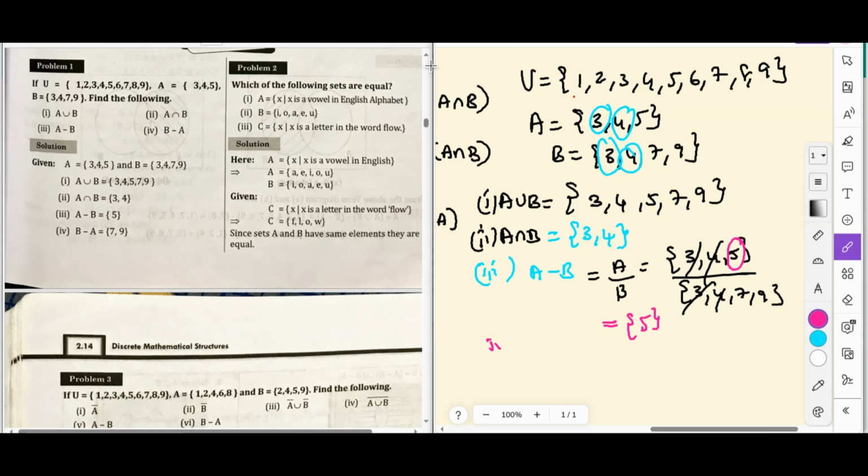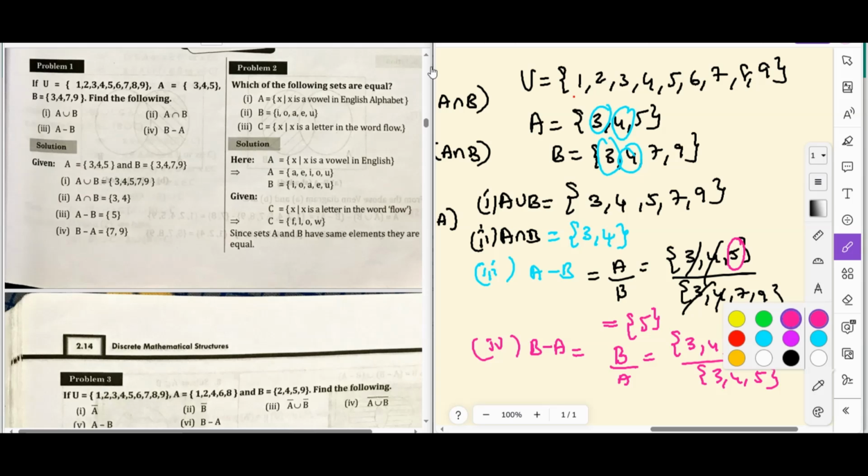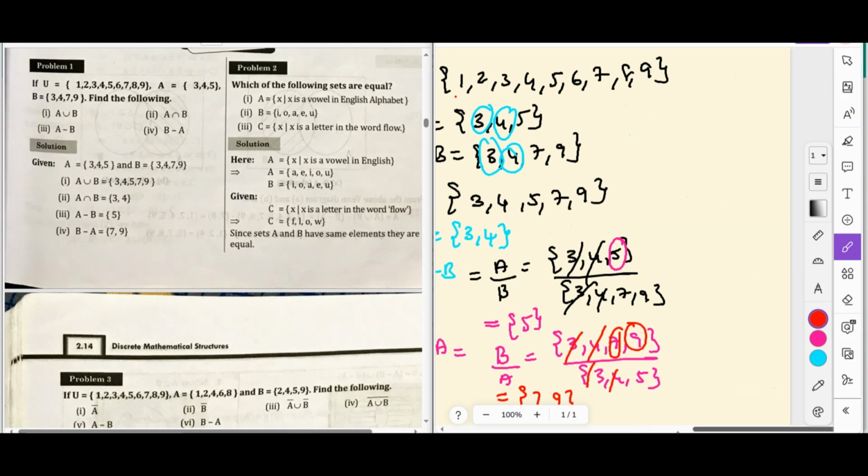Then the fourth one, you have B minus A. What is that? It is B by A. So B is 3, 4, 7, 9 divided by 3, 4, 5. The common ones will cancel, 3 and 3, 4 and 4. So what is remaining in the numerator? It is 7 and 9. So this is B minus A. Moving on to the next question.